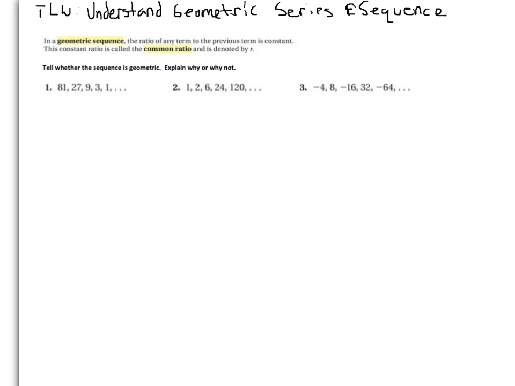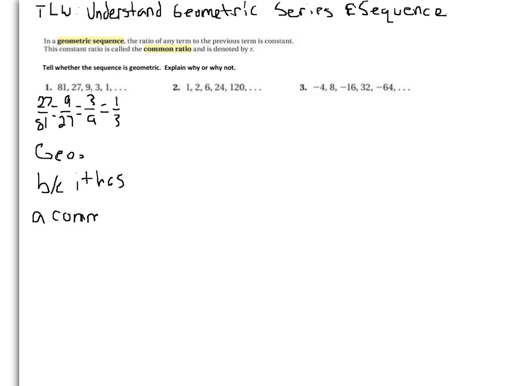What you have to ask yourself is, does 27 divided by 81 equal 9 divided by 27, 3 divided by 9, or 1 divided by 3? Do they all equal 1/3? Yes. So it is geometric because it has a common ratio of 1/3. So go ahead and press pause. Check out the other two. Okay, so hopefully you did.